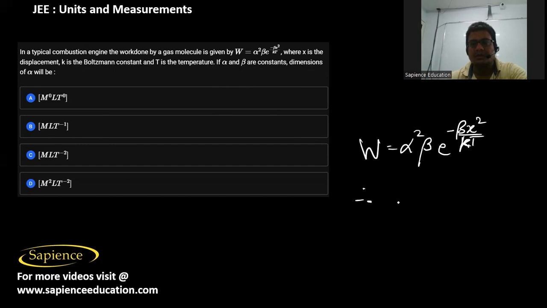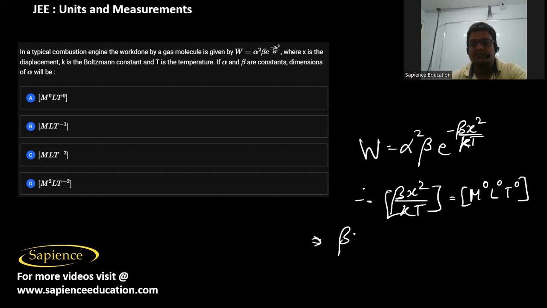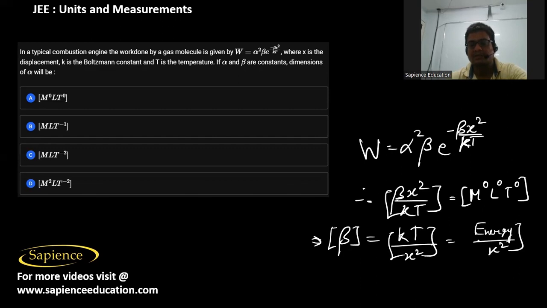Now, therefore, the dimension of beta x square by kT will be 1, meaning it will be dimensionless, that is M power 0 L power 0 T power 0. So the dimensional formula for beta is the dimensional formula for kT by x square, where x is the displacement, and kT will have the dimension of energy or work done. By x square, so this will be equal to ML square T power minus 2 by L square.